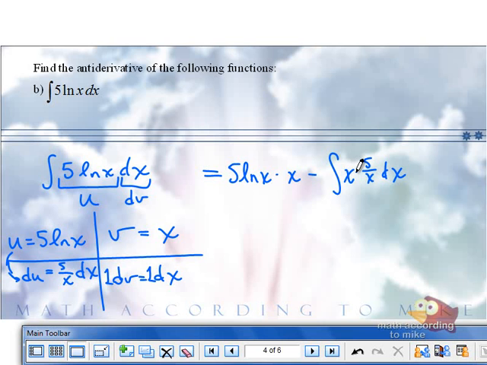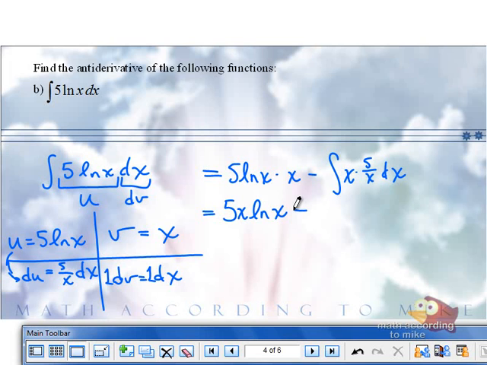Okay, let's clean this up before we integrate. The first term, 5 natural log of x times x, that is not x squared here because you're taking the natural log of that first x. I'd prefer, if you wanted to rewrite it, you put the x in front of the natural log. Hey, it's a natural log sandwich now. That's nice.